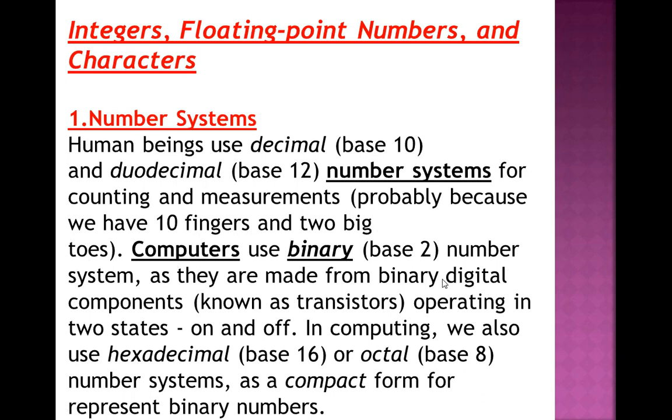Computers use binary. Binary means a base 2 number system, as computers are made from binary digital components. Why are these known as binary numbers? Because they are made up of binary digital components known as transistors operating in two states, either 0 and 1, or on and off. On is your 1 and off is your 0. So computers use binary numbers as they are made from binary digital components.